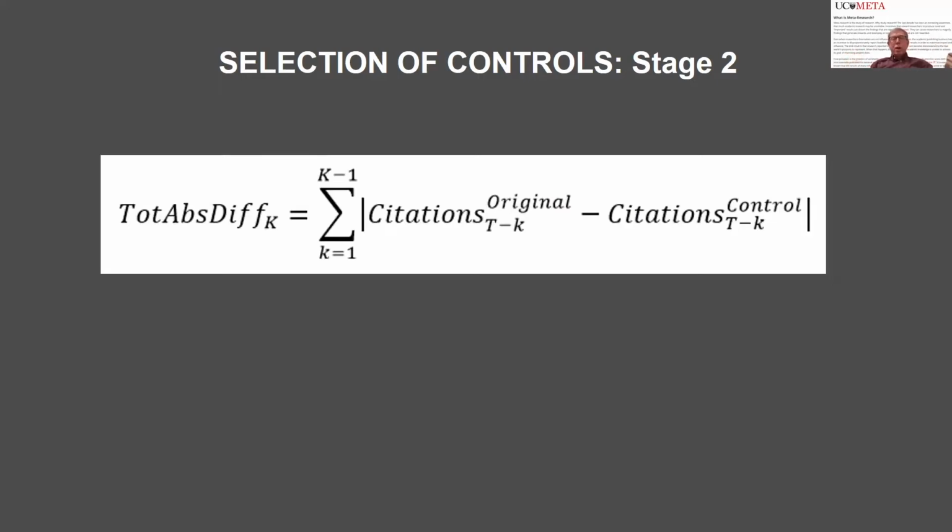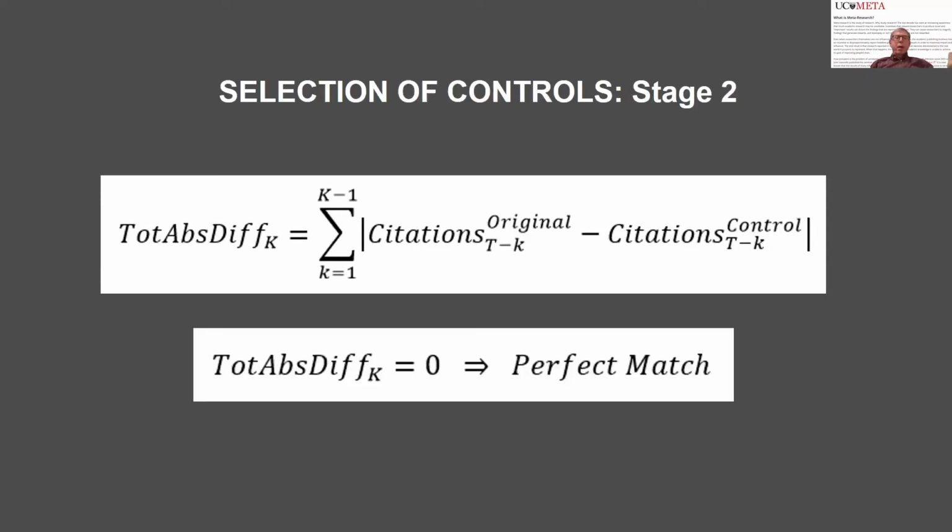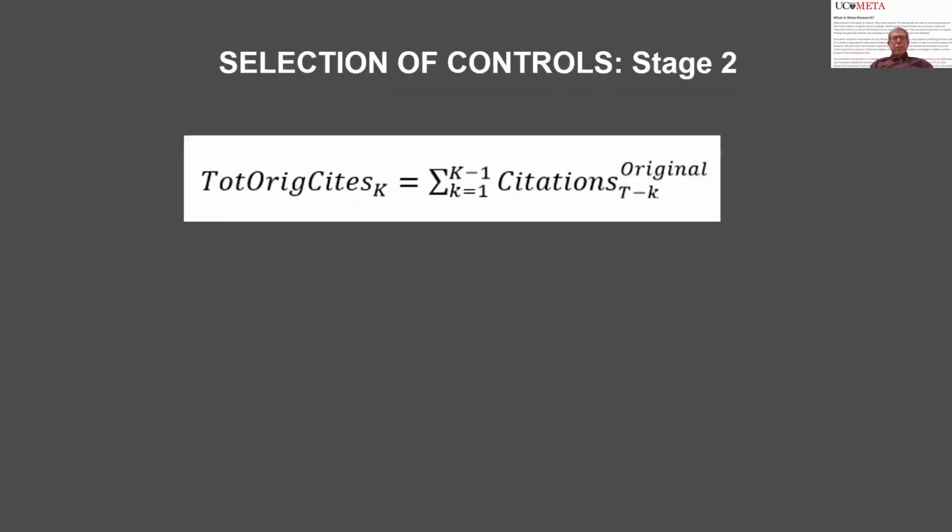And what you'll see is that if we want to have perfect matches, then that's where the total absolute difference is going to be 0. That means for every single year of the citation history in the pre-treatment period, the number of citations for the original and the control were exactly the same. Problem is, we're not going to find that many perfect matches. All right, so that's half of the equation. Half the equation is measuring closeness.